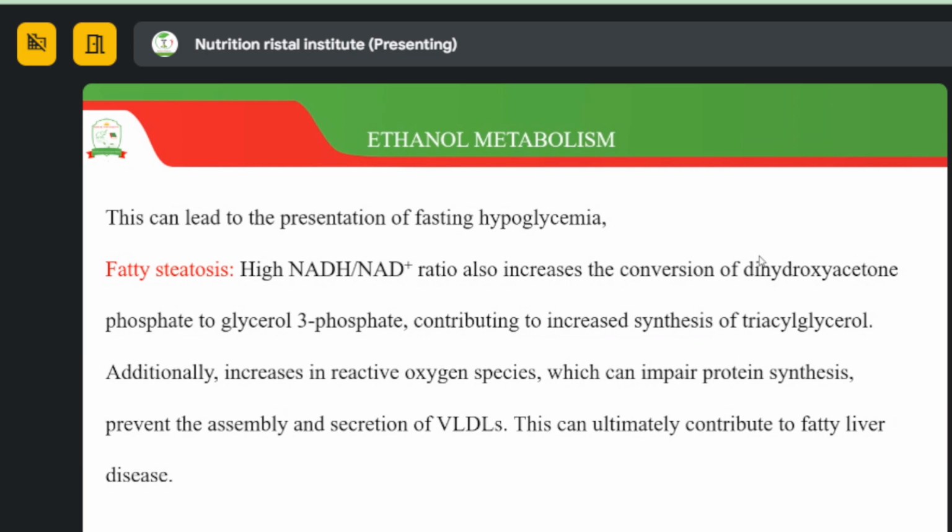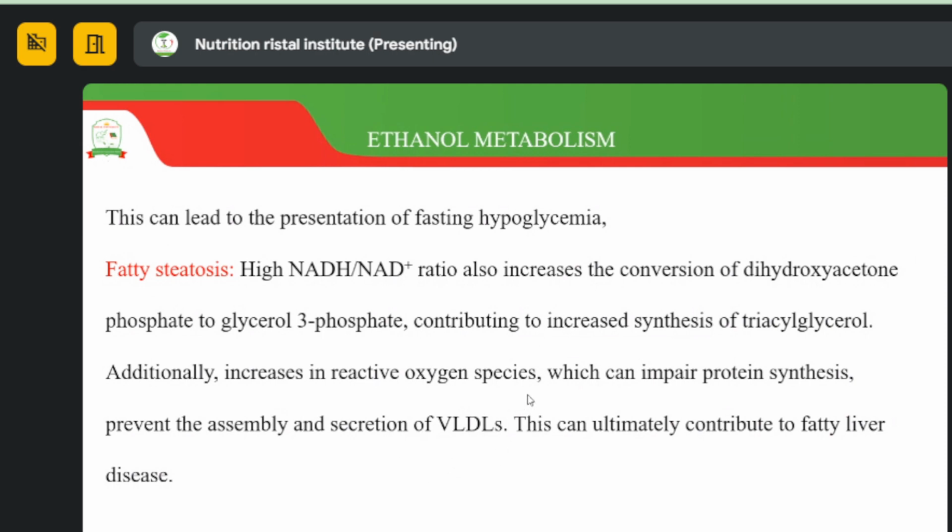And additionally, there's an increase in the reactive oxygen species, which can impair protein synthesis and prevent the assembly and secretion of VLDLs. And VLDLs are the very low density lipoproteins. So this can ultimately contribute to fatty liver disease. So just in case you have a lot of this in your body and you secrete a lot of very low density lipoproteins, these lipoproteins are associated with cardiovascular diseases. So you could relate this case also to cardiovascular diseases.